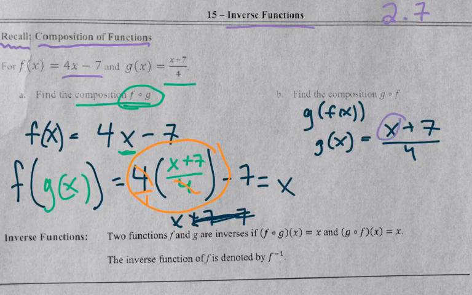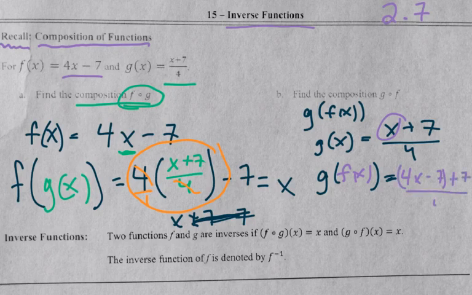So to get g of f of x, we end up having (4x minus 7 plus 7) over 4. Now, these parentheses aren't really necessary, so here we just have 4x minus 7 plus 7. Minus 7 plus 7 cancels to 0, so I'm left with 4x over 4, which just equals x.